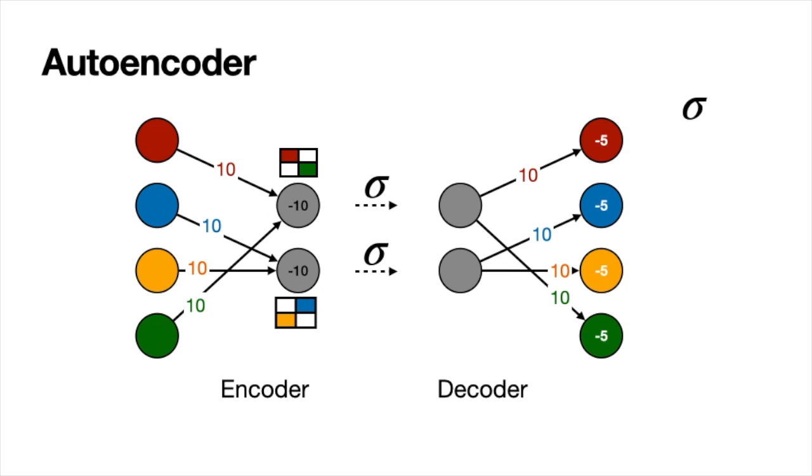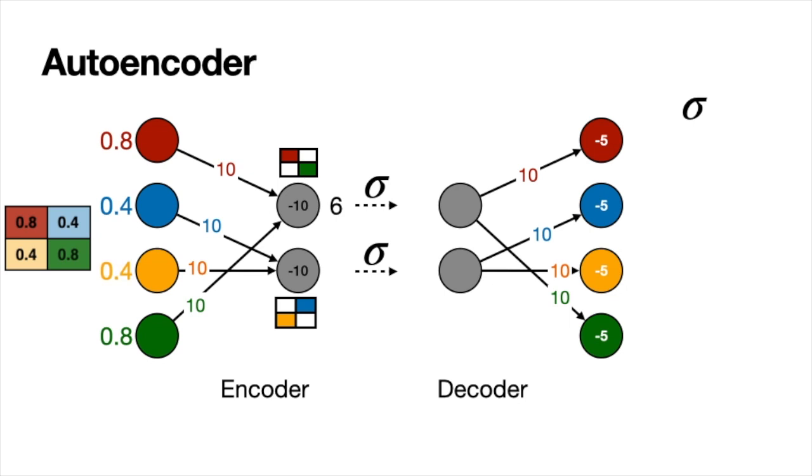And in the decoder, the weights are again 10, and the biases are minus 5. So for example, let's start with these images with intensities 0.8, 0.4, 0.4, and 0.8, and let's see what the autoencoder does to it. 0.8 times 10 plus 0.8 times 10 minus 10 is equal to 6. 0.4 times 10 plus 0.4 times 10 minus 10 is equal to minus 2. So the output of the encoder is 6 and minus 2. Then we apply the sigmoid function to both to get 1 and 0.1. These numbers are rounded. These two numbers are the latent representation of our image.